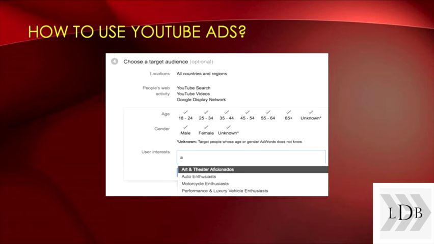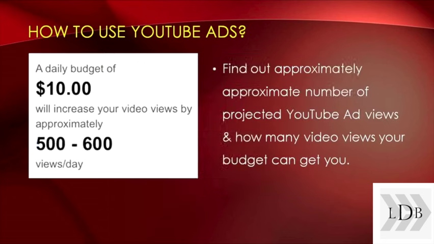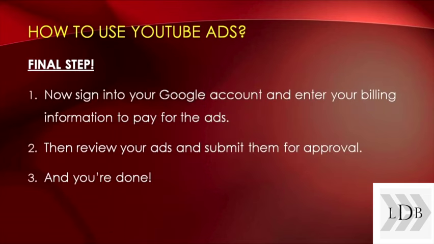Next, you can choose a target audience if you want your ad to be displayed to specific targeted audiences. As you can see, the targeting criteria includes age, gender, web activity, and user interests. As you create your YouTube ad, you can find a small tab on the right side of your page. This is where you can see approximately how many video views the budget you set will bring to you. And finally, sign into your Google account and enter your billing information to pay for the ads. Then review your ads and submit them for approval. And you're done. You've now created your own YouTube ads.